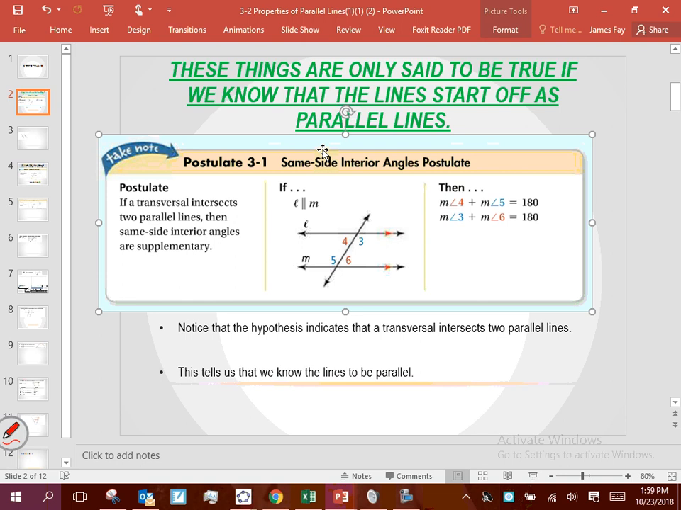Some textbooks just leave it as: if a transversal intersects two parallel lines, then same side interior angles are supplementary. I learned this about 19 years ago in this classroom, and the textbook used the word cuts instead of intersects. For the life of me, no matter how many years in a row I've used the word intersect, I can't get cuts out of my head. So you're going to hear me say the word cuts every once in a while. It's the same thing as intersect. All right, make sure we're all on the same page with that.